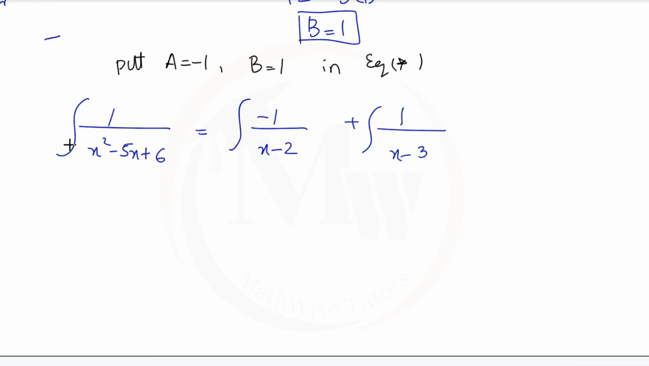So let's check how to take the integration. What is the integration of minus 1 over x minus 2? What is the derivative of x minus 2? That's 1, which is already there.